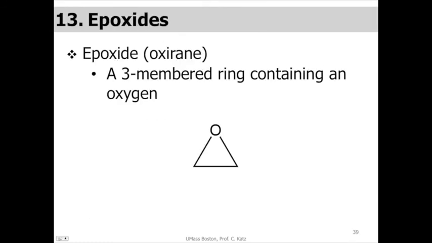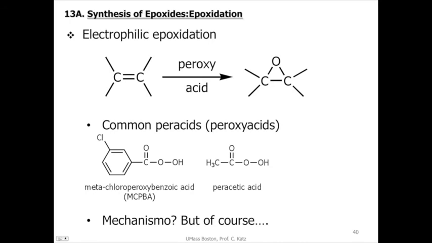Epoxides. We love those. They're very straightforward to make, more or less, and they're very nicely reactive. A 3-membered ring containing an oxygen. All right, how do you make them? Well, you can make them with a peroxy acid.